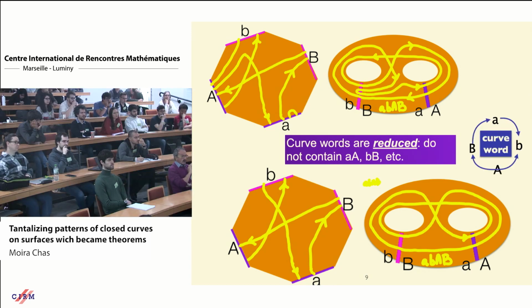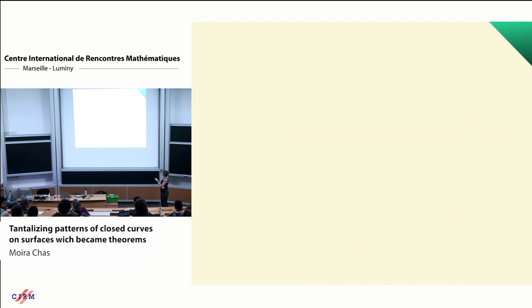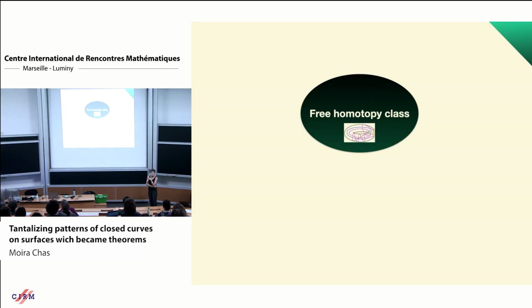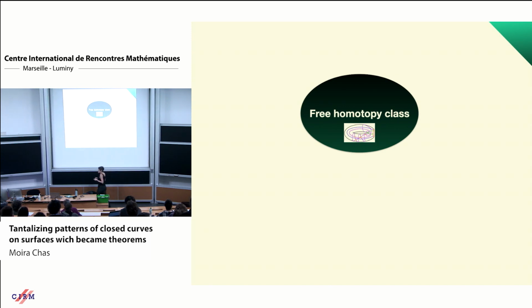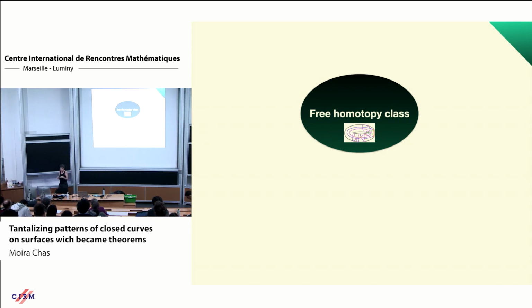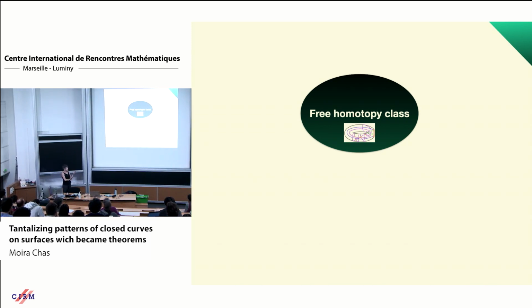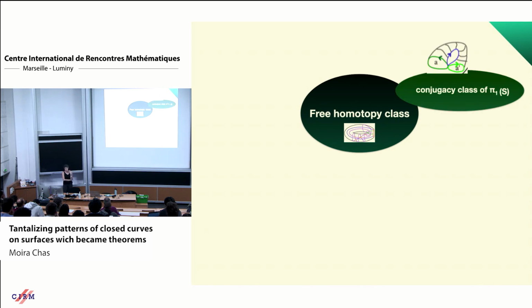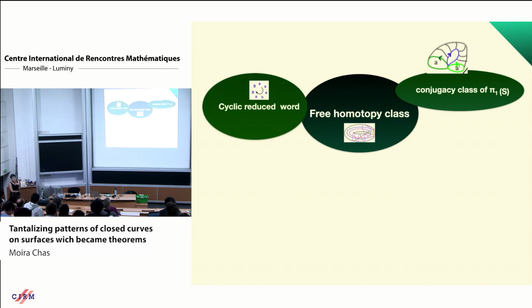Okay, and let's see what comes here. So I have a free homotopy class. Again, the surface is fixed. I have a closed directed curve on a surface up to deformation. That's a free homotopy class. And then one can look at it as a conjugacy class in the fundamental group of my surface. One can look at it as a cyclic reduced word.